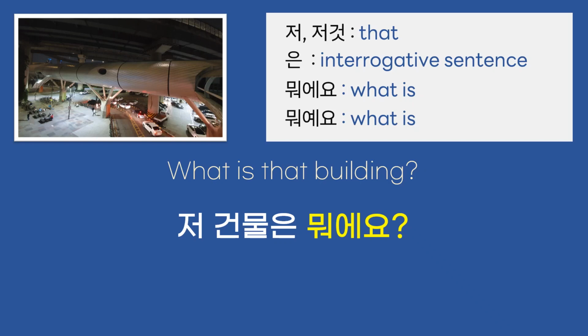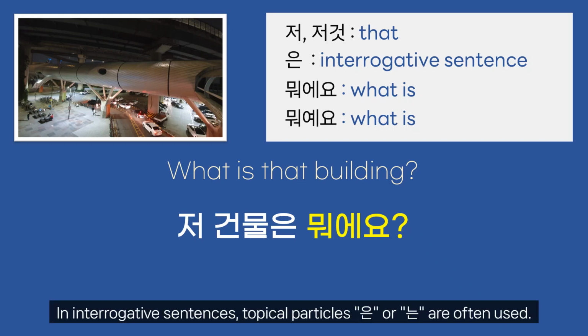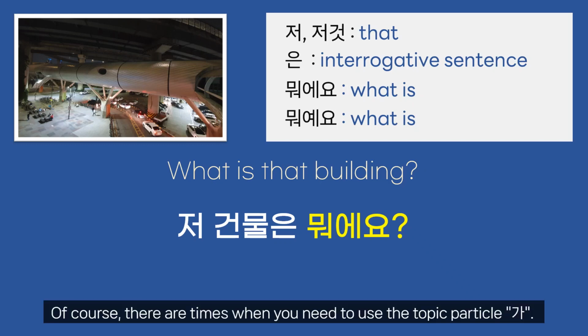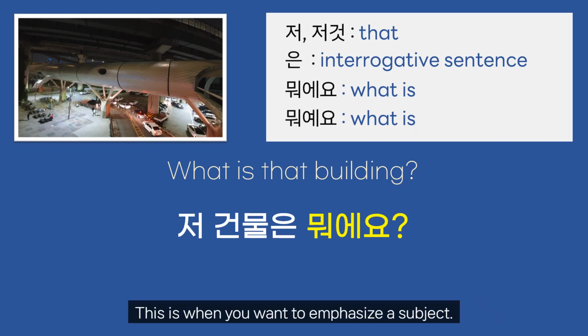저 건물은 뭐예요? In interrogative sentences, topical particles un or noon are often used. In this sentence, we use the topical particle un because it has a final consonant. Of course, there are times when you need to use the topic particle ga. This is when you want to emphasize a subject. Now let's compare the following words.